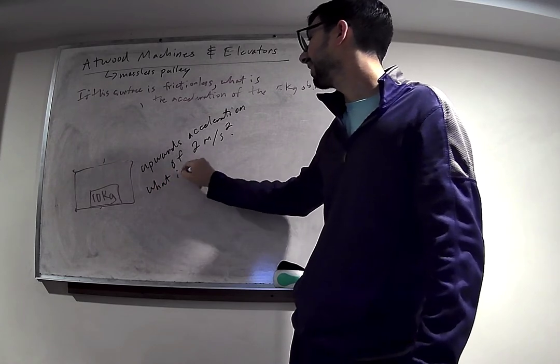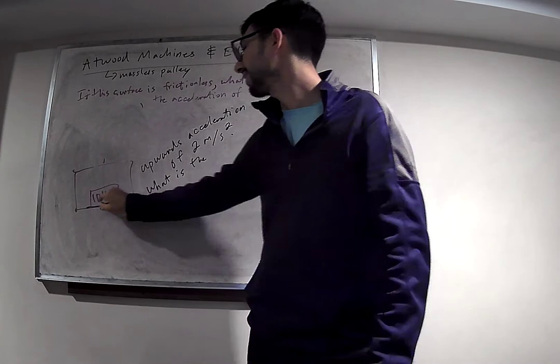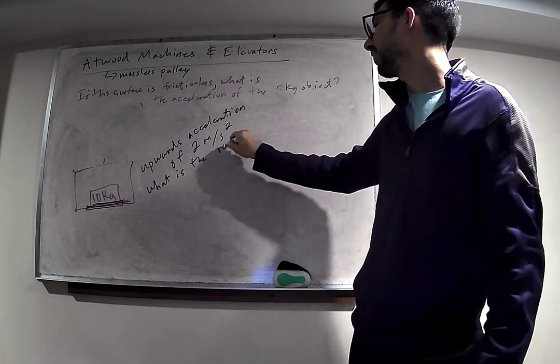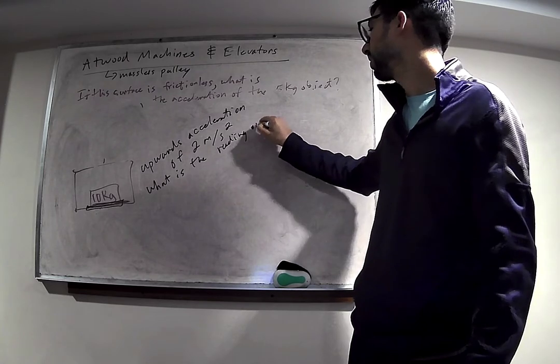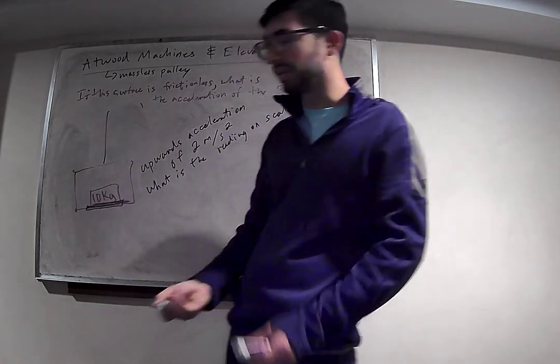Let's say this is on a scale. Okay, so this is on a little scale here, a 10 kilogram object. What is the reading on the scale? Which is another way of saying, what is the tension in this cable? Which is another way of saying, what is the normal force in the ground?